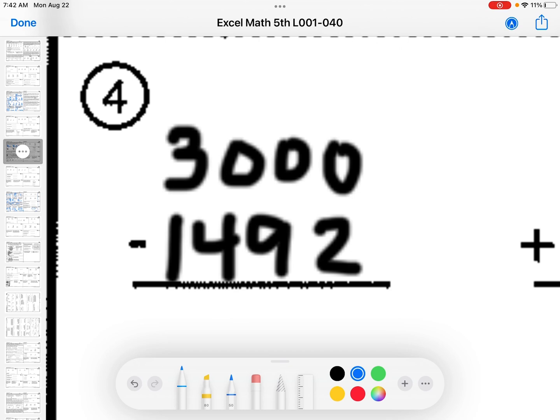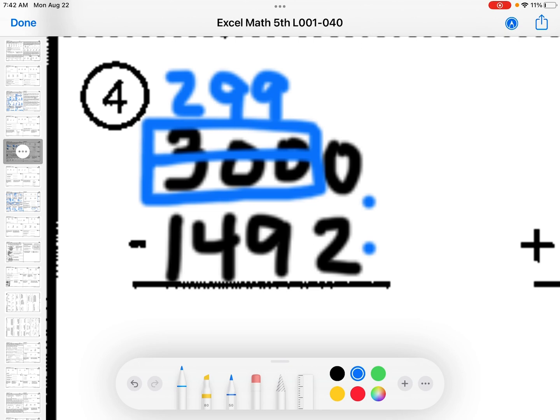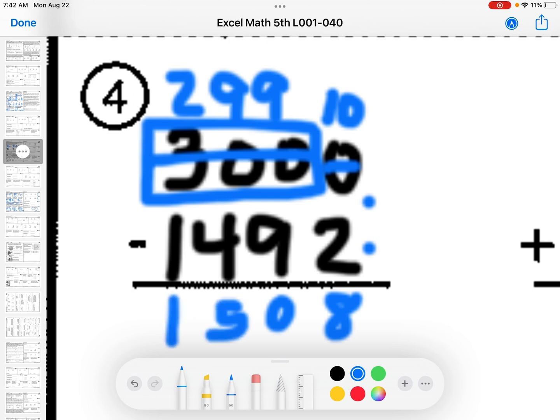All right, so you should have already done number 4. 0 minus 2 is not 2. I'm going to go next door to the 0 and say, oh, nobody's there. I better make a box, put it in a house. What's 1 less than 300? 299. I took 1 away from the 300, so that's a 10, actually. I'm going to put the 10 with the 0, and that makes 10. 10 minus 2 is 8. 9 minus 9 is 0. 9 minus 4 is 5. 2 minus 1 is 1.